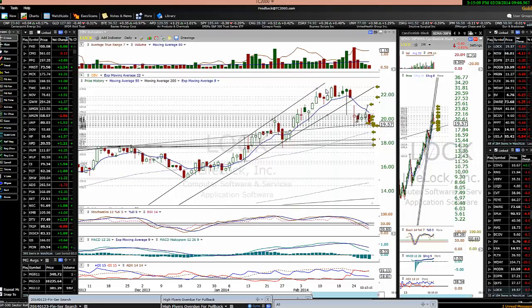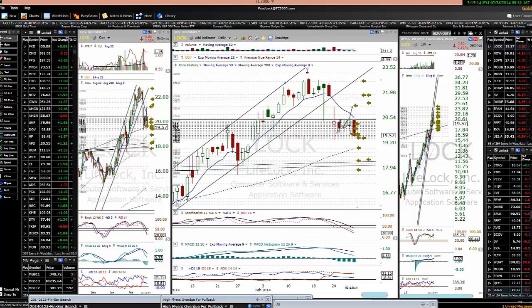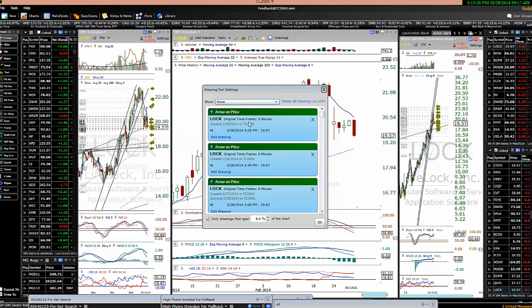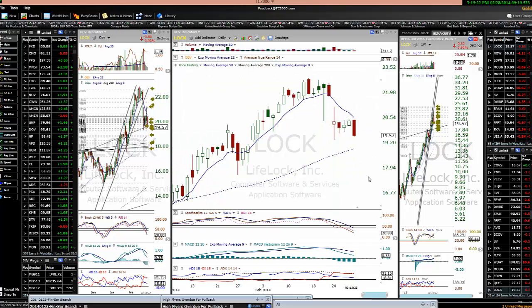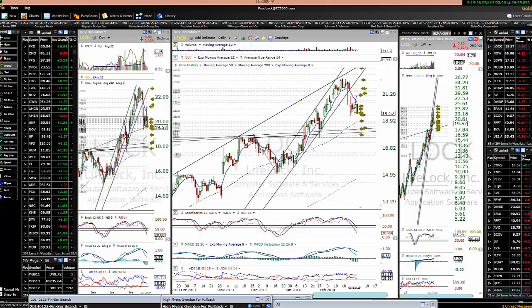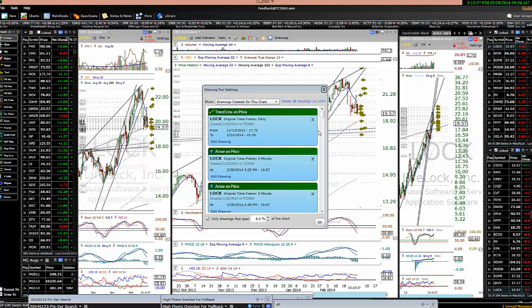So what I'll do is open up one of my other charts, click on a line, manage my drawings, and I'm going to say show no lines on this chart. So here's a nice clean chart with absolutely no lines. But as soon as I draw one, notice that they come back. So I'll click on this and do it again. Manage drawings, show none.